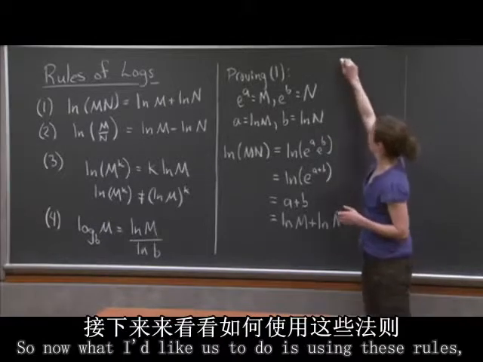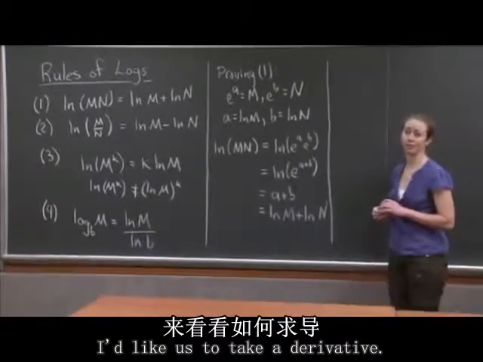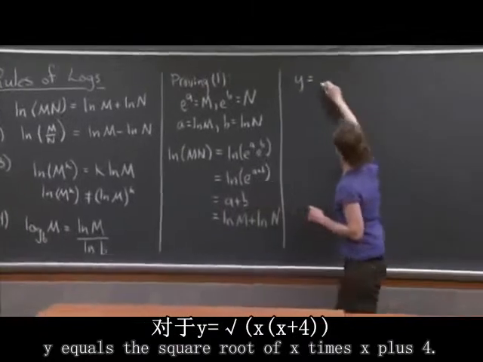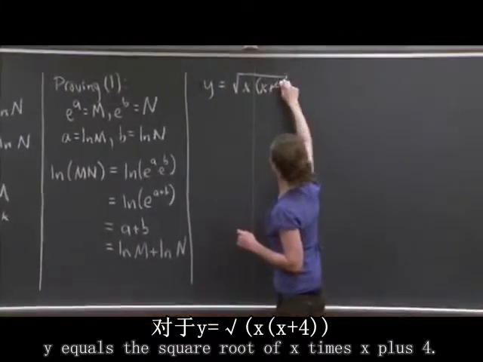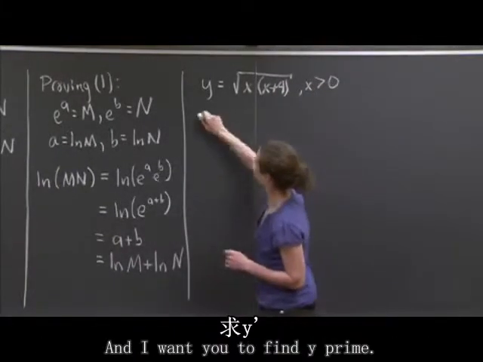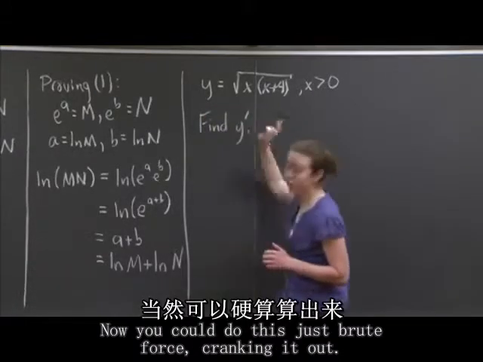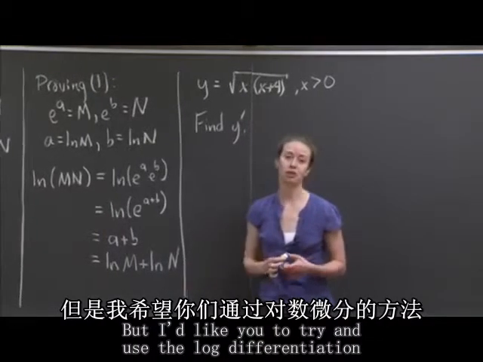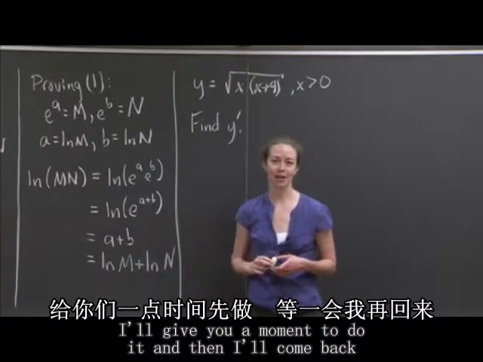So now what I'd like us to do is, using these rules, take a derivative. So what I want us to look at is y equals the square root of x times x plus 4, and we'll just assume that x is bigger than 0. And I want you to find y prime. Now you could do this just brute force cranking it out, but I'd like you to try and use the log differentiation technique in order to find this derivative. I'll give you a moment to do it, and then I'll come back and show you how I do it.